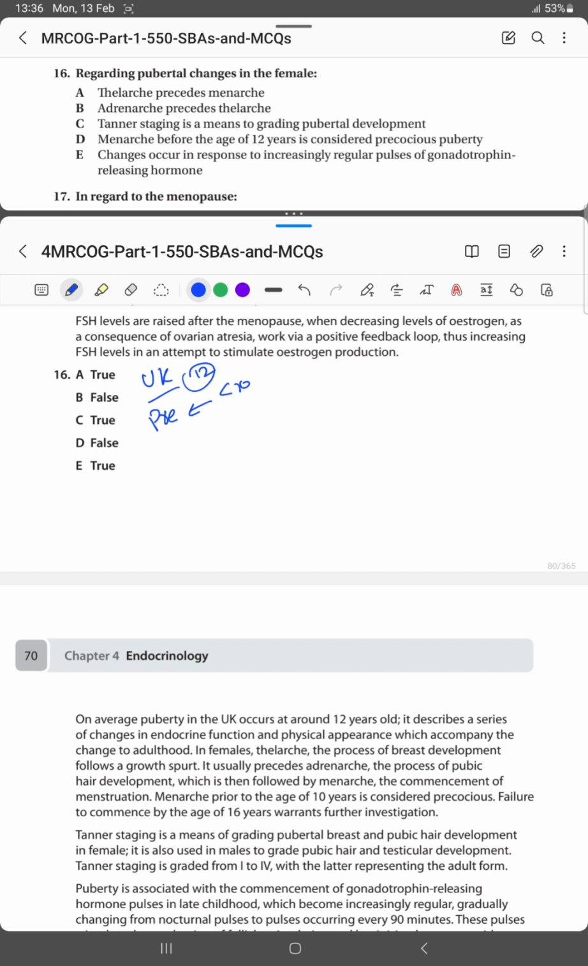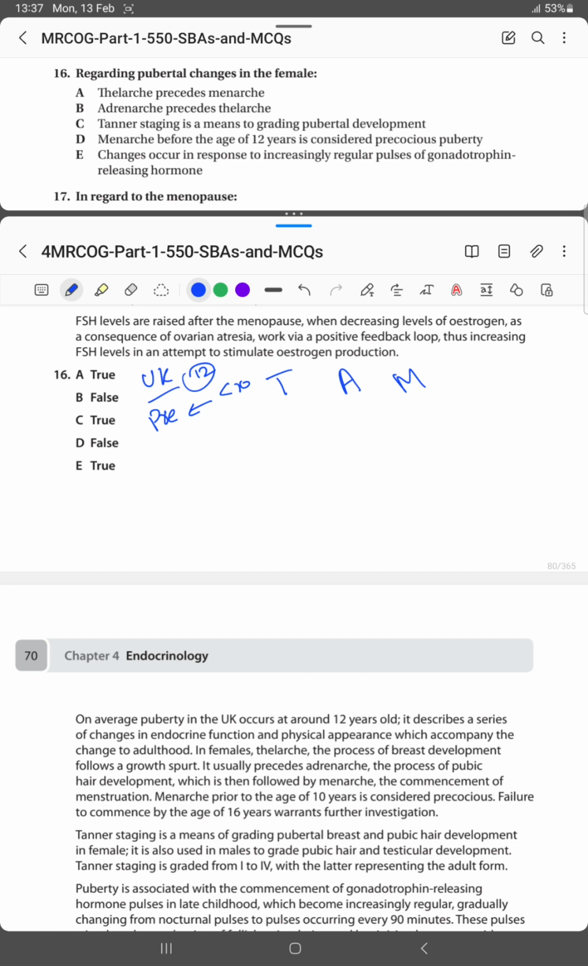In females, thelarche is the development of the breast. And this development of the breast is preceded by the adrenarche. And this adrenarche is the process of the pubic hair development, which is followed by the menarche, which is the commencement of the menstruation. The menarche prior to the age of 10 years is considered precocious, and failure to commence by the age of 16 warrants further investigation.